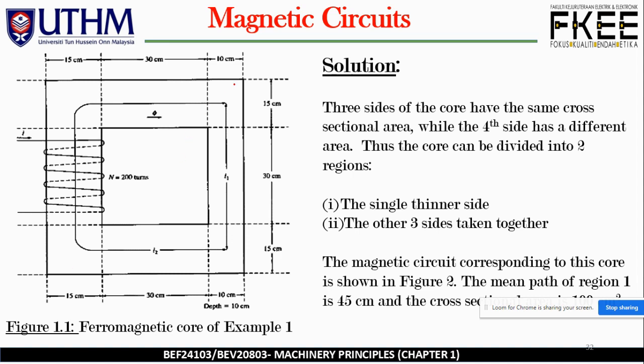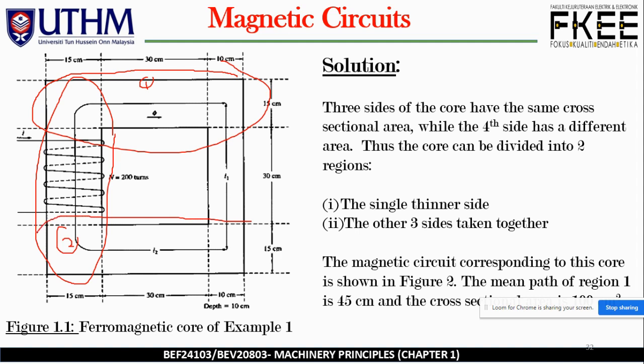The 3 legs with uniform width are over here: leg number 1, leg number 2, and leg number 3. This is what the question described earlier. But leg number 4, the fourth side, is somewhat thinner here. So this is the fourth leg of the core.